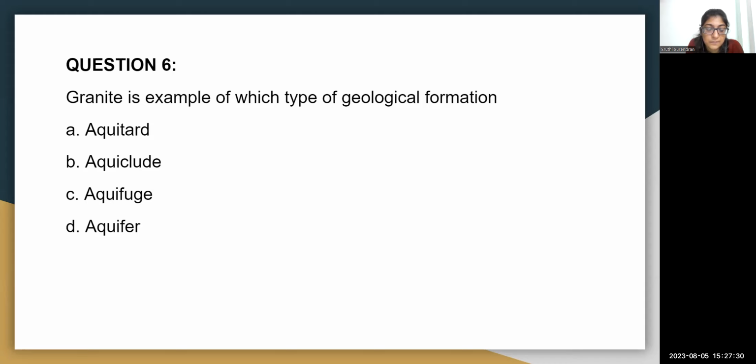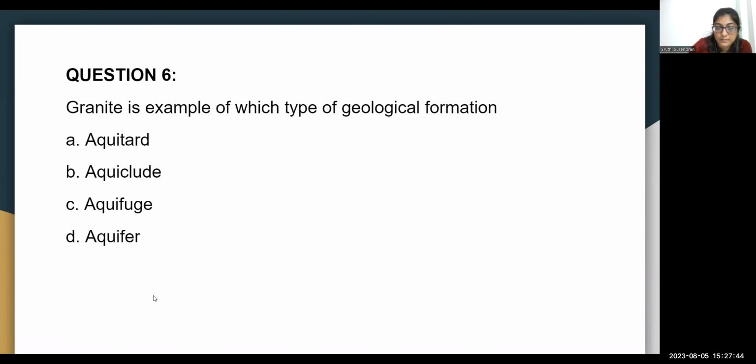Is it capable of storing water? Is it capable of yielding water? Or does it allow water to enter through it? Based on that, maybe you can provide an answer. Come on. Please type in an answer in the chat box. Vagisha and Ishwar. Whether it is right or wrong, it doesn't matter.